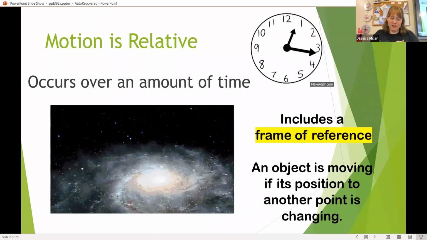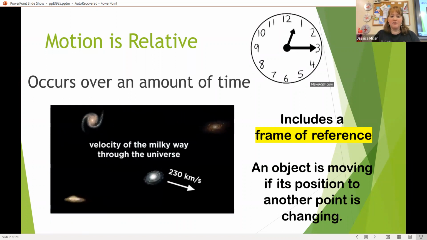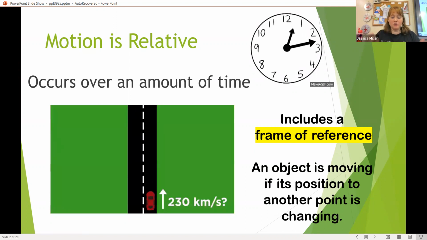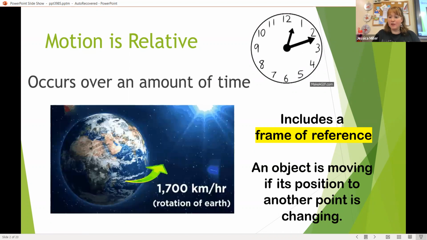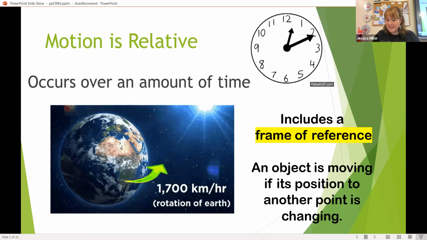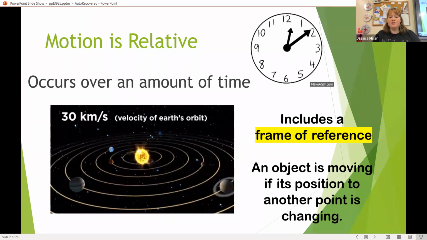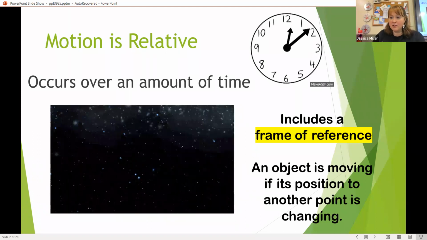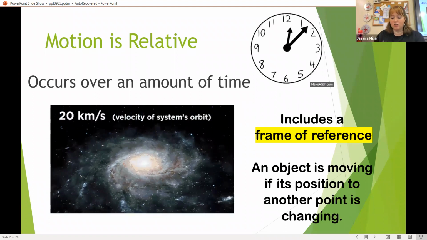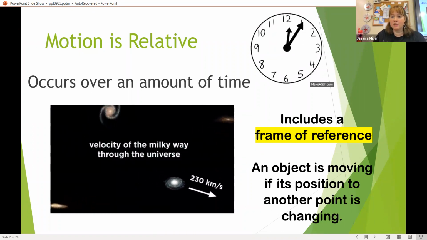So this is just a fun little GIF showing how your velocities and your speeds can be different. The velocity of the Milky Way through the universe is 230 kilometers per second, a car driving on the road might be 100 kilometers per hour, and we're rotating too at 1,700 kilometers per hour, but we don't really feel that because everything is relative. So in physical science, when we talk about speed or velocity or displacement or distance, we're always talking generally about a point relative to the ground or relative to an observer.